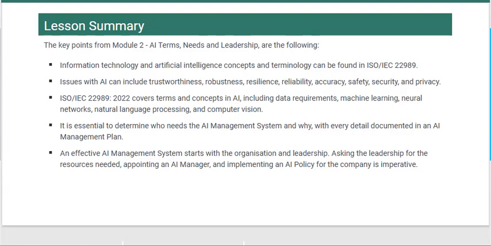ISO/IEC 22989, 2022 covers terms and concepts in AI, including data requirements, machine learning, neural networks, natural language processing, and computer vision. It is essential to determine who needs the AI management system and why, with every detail documented in an AI management plan. An effective AI management system starts with the organization and leadership. Asking the leadership for the resources needed, appointing an AI manager, and implementing an AI policy for the company is imperative.